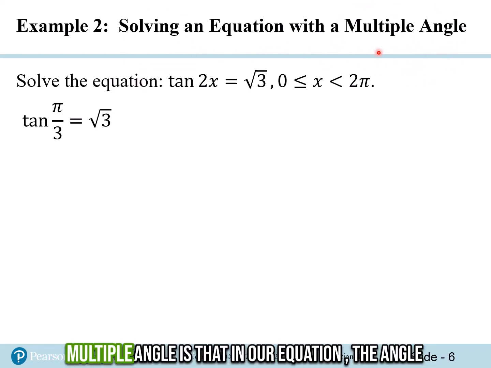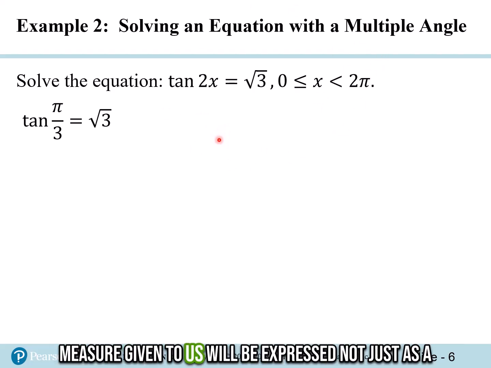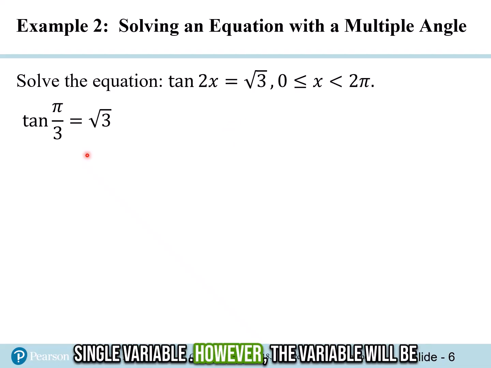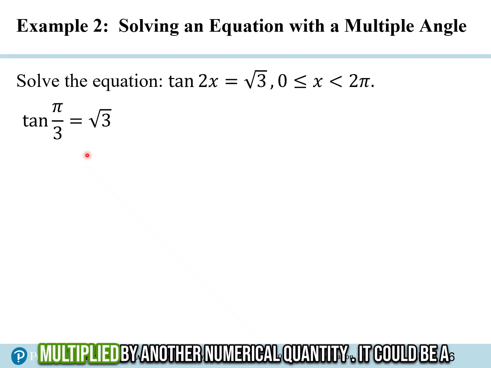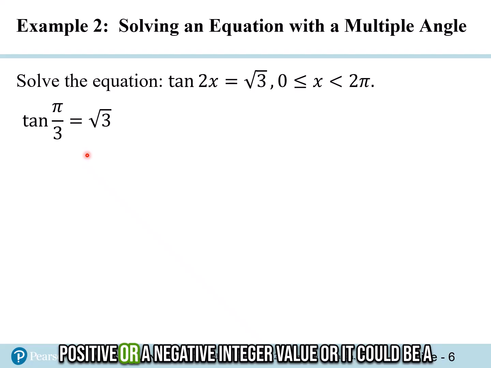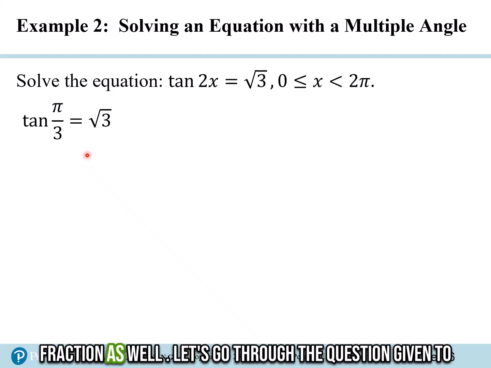We'll now work on another example, which is solving an equation with a multiple angle. What we mean by multiple angle is that in our equation, the angle measure given to us will be expressed not just as a single variable. However, the variable will be multiplied by another numerical quantity. It could be a positive or a negative integer value, or it could be a fraction as well.